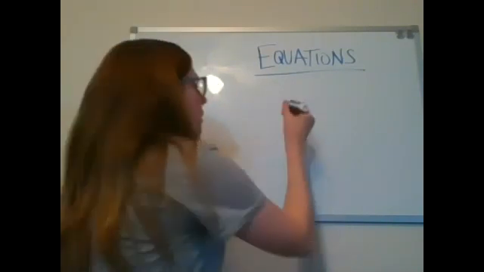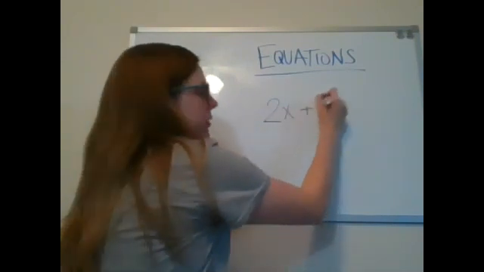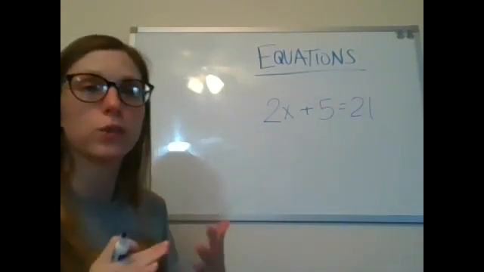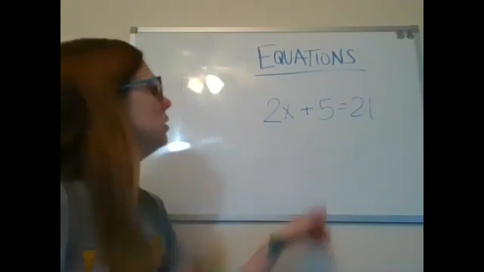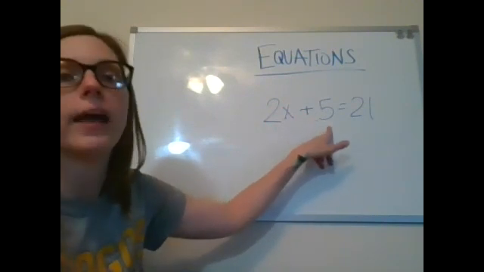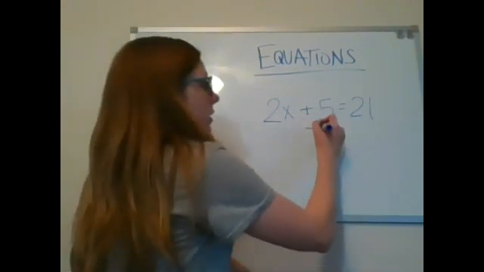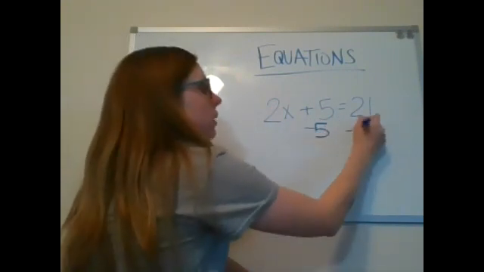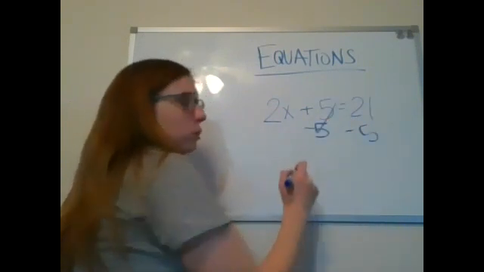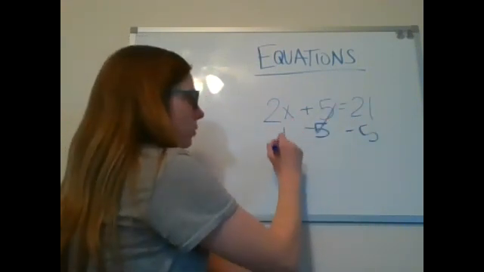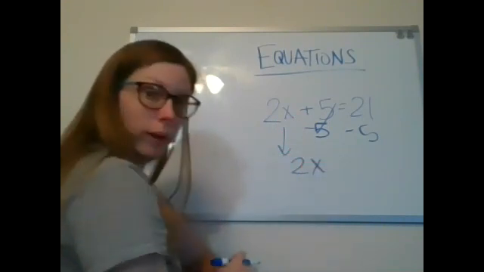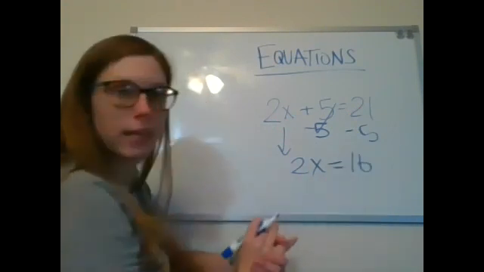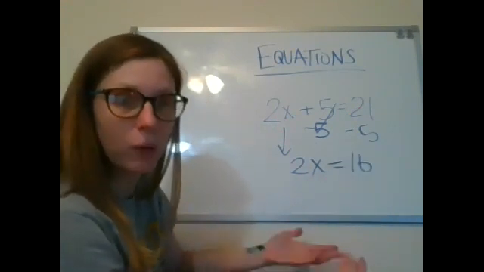Anyway, 2x plus 5 equals 21. Okay? First thing we're going to do is reverse any addition and subtraction. So you'll see here we have 5 added in. The opposite of adding 5 is subtracting 5. Anything we do to this side, we do to this side. We have to subtract 5 over here. Those two cancel. On this side, we bring that 2x down, that's what we're left with, equals 21 minus 5, 16.